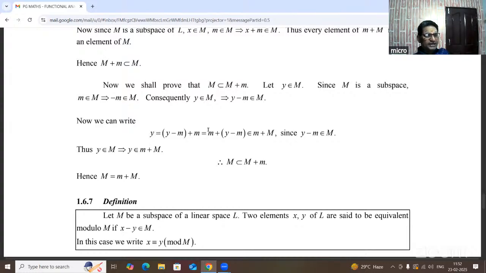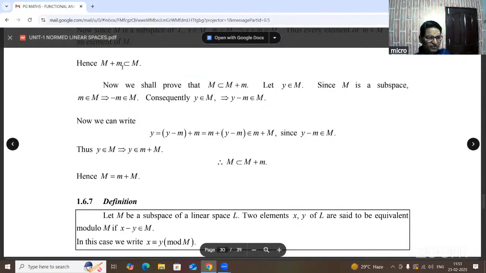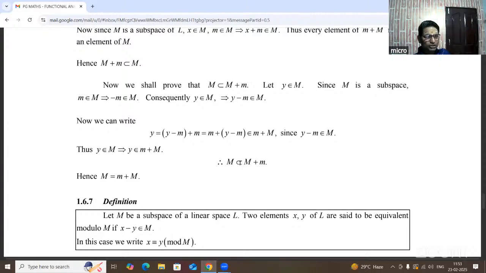The same element is in the linear subspace of the subset. So capital M contains capital M plus small m. That's why from the first and second condition, say this is the first equation and this is the second equation, from 1 and 2 we get M equal to m plus M. That is the simple proof.